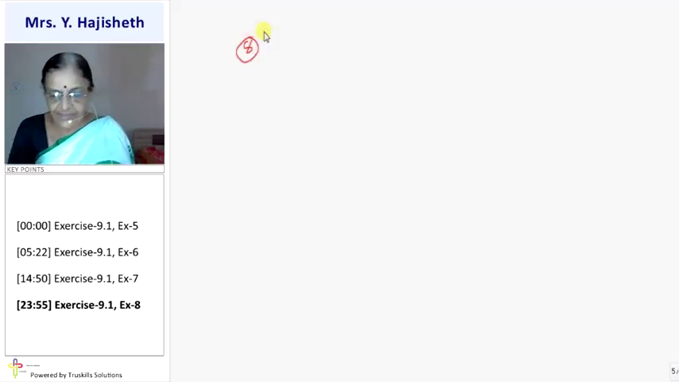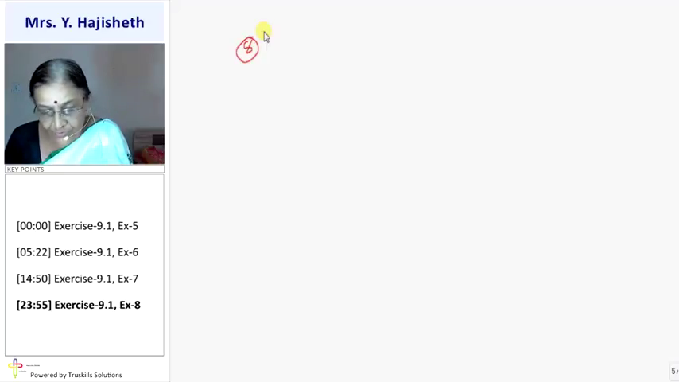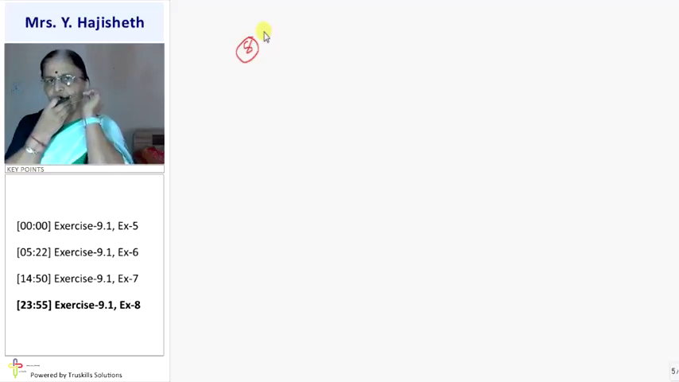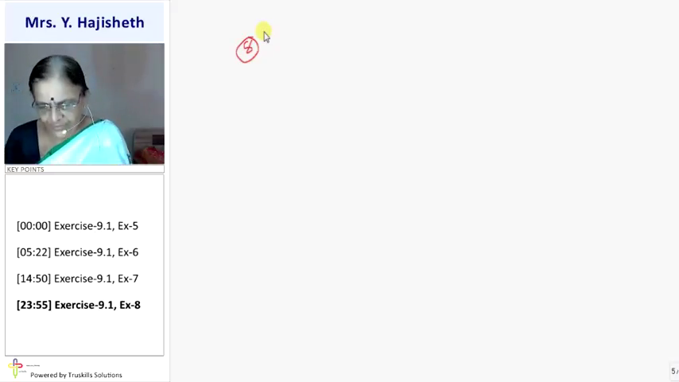Sum number 8: a statue 1.6 meter tall stands on the top of a pedestal. From a point on the ground, the angle of elevation of the top of the statue is 60 degrees, and from the same point, the angle of elevation of the top of the pedestal is 45 degrees. It is the same sum as the earlier one, with a transmission tower and a building. Find the height of the pedestal.